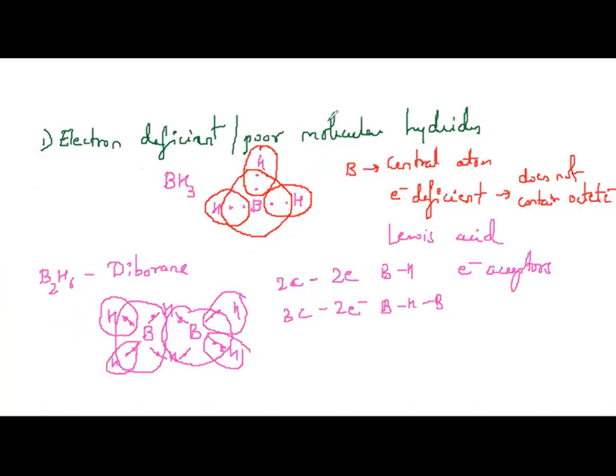So, electron-deficient or electron-poor molecular hydrides means what? They have less than 8 electrons in the outermost shell. Example, diborane, boron hydride. See here, BH3 twice is B2H6. So these are electron deficient or poor molecular hydrides.